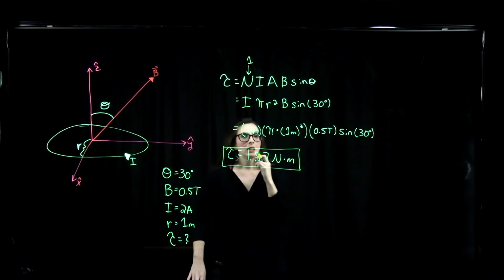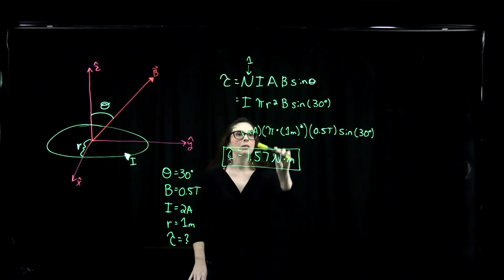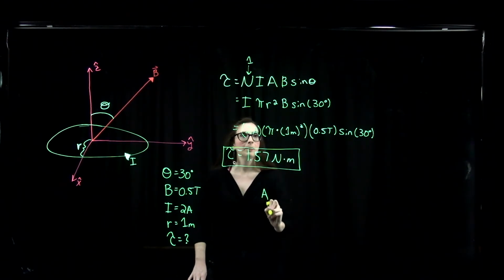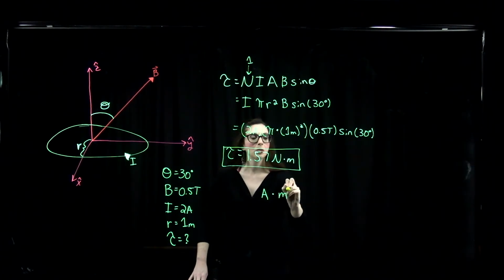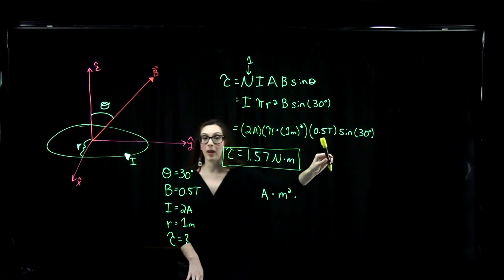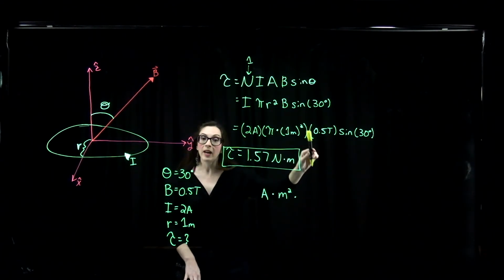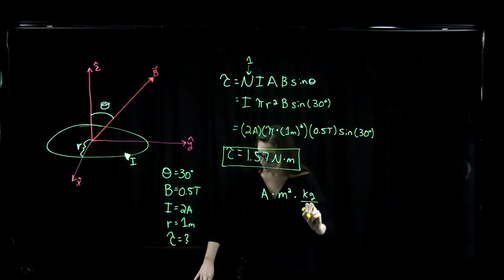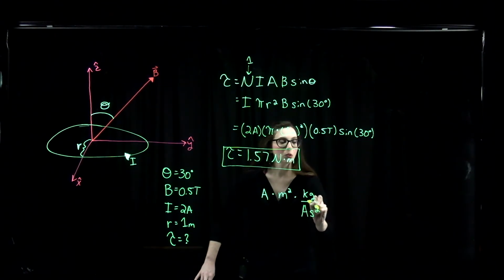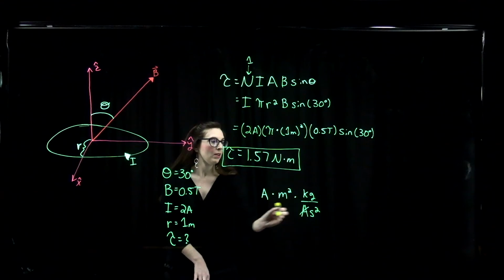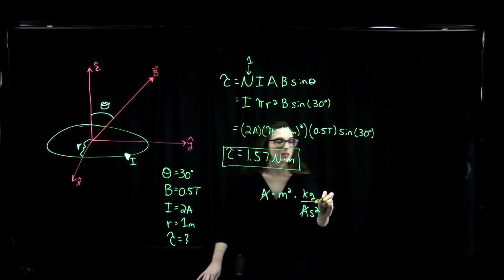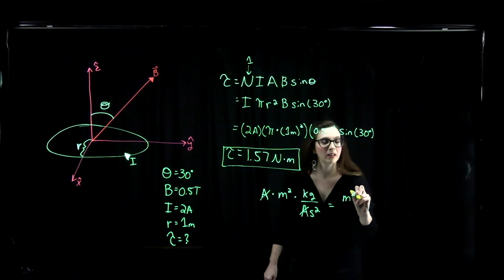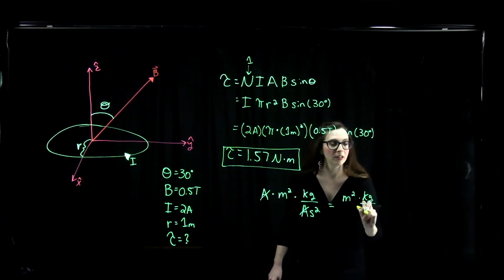If you remember from last semester, the unit on torque is Newton meter. Now, how did we get Newton meter from all of these units? Well, let's think about this line here. I've got the current, which has units of amperes, multiplied by my area, which has units of meters squared. And then I'm multiplying it by my magnetic field, which Tesla can also be written as kilogram over ampere seconds squared. So I see that my ampere cancels with my ampere, and this leaves me with the units of meters squared times kilogram all over seconds squared.